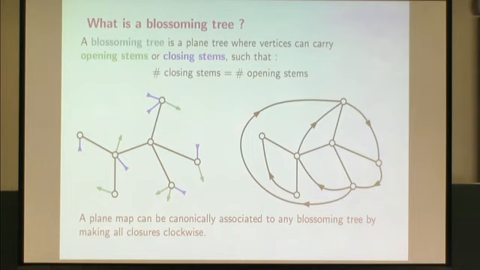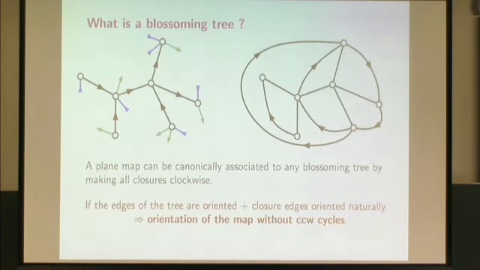Okay. Obviously, this is by no means bijective, because if I give you a map, you take any spanning tree of this map, you add the opening stems and closing stems in a compatible way, and it gives you a blossoming tree whose closure is a map. Okay, but wait a minute. You can remark that on my so-called closure edges, I kept the orientation. I kept a small arrow indicating that these edges were obtained by making some closures clockwise. So that gives me a partial orientation of my map.